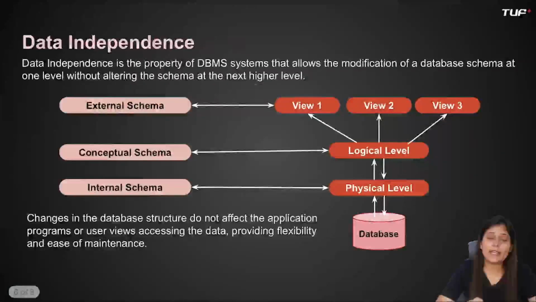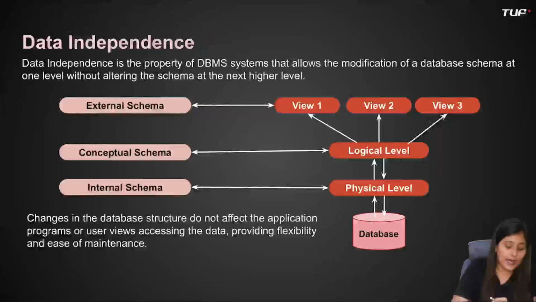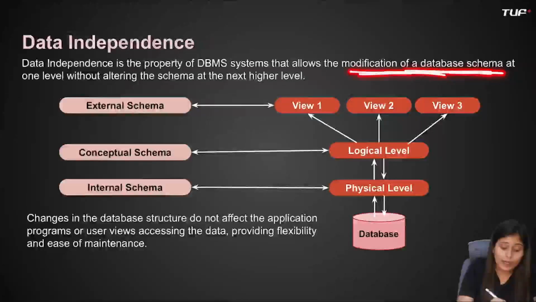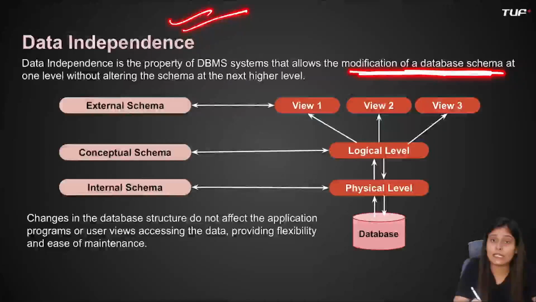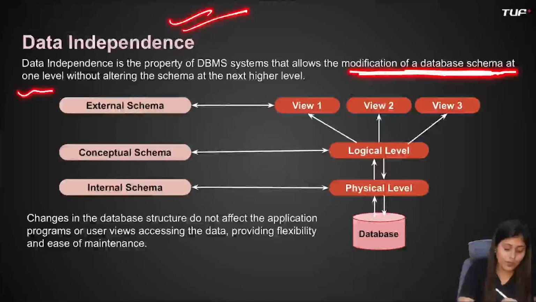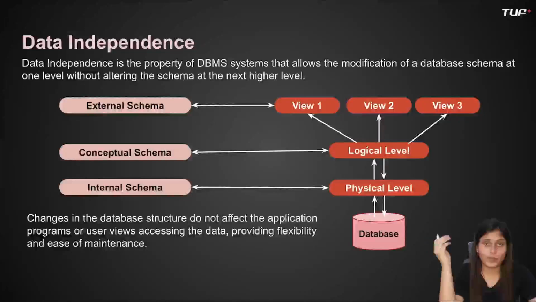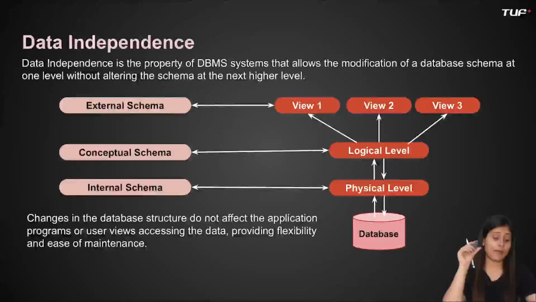Now next is data independence. From the name itself, you can see independence means not dependent on another, right? So data independence is a property of the DBMS system which allows modification of the database schema. This property allows modifications in the schema at one level. Okay, so we have seen the 3 levels: physical level, logical level and view level. So at any one level, if you are doing any change, that should not alter the schema of the next higher levels, right? That is the meaning of data independence.